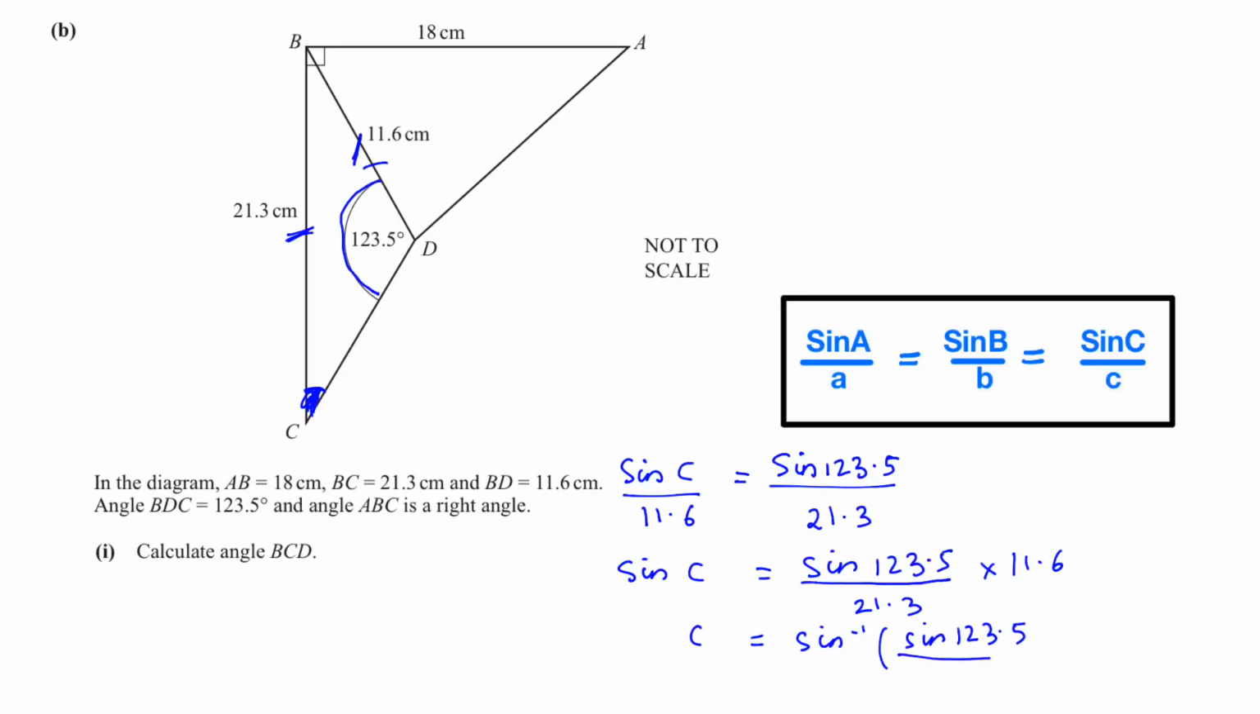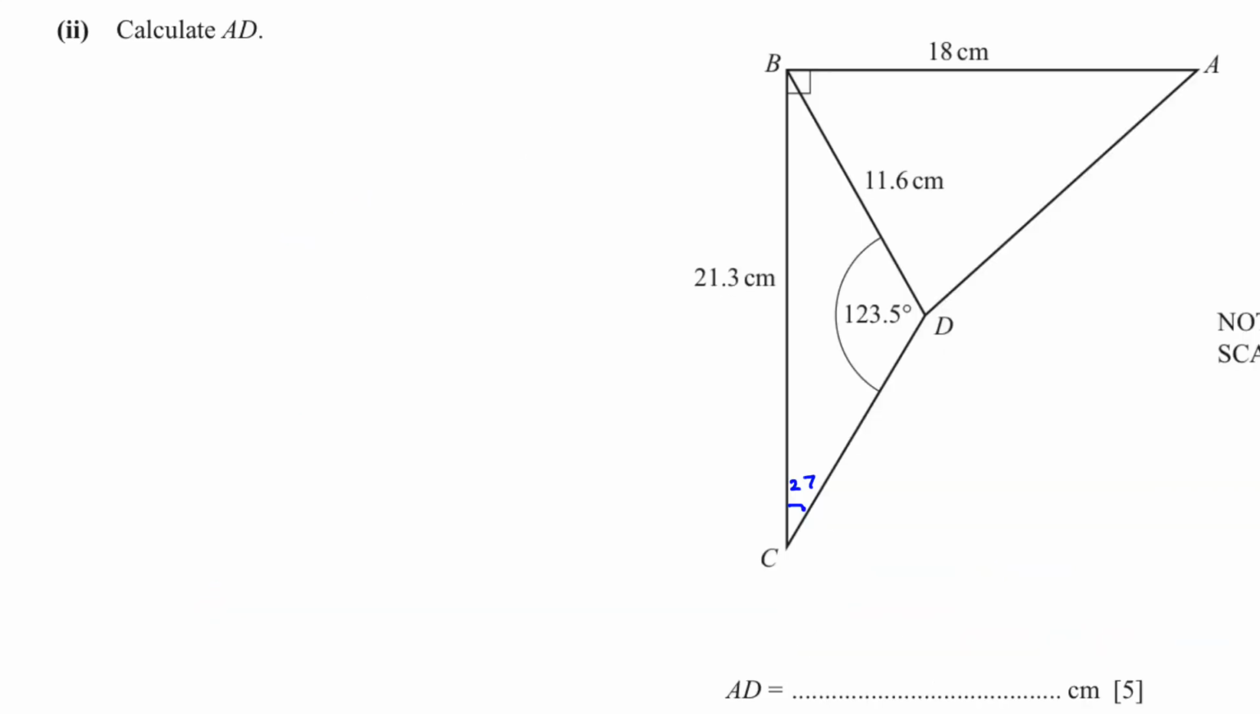123.5 over 21.3 times 11.6, and we will get 27 degrees. So angle BCD is equal to 27 degrees.